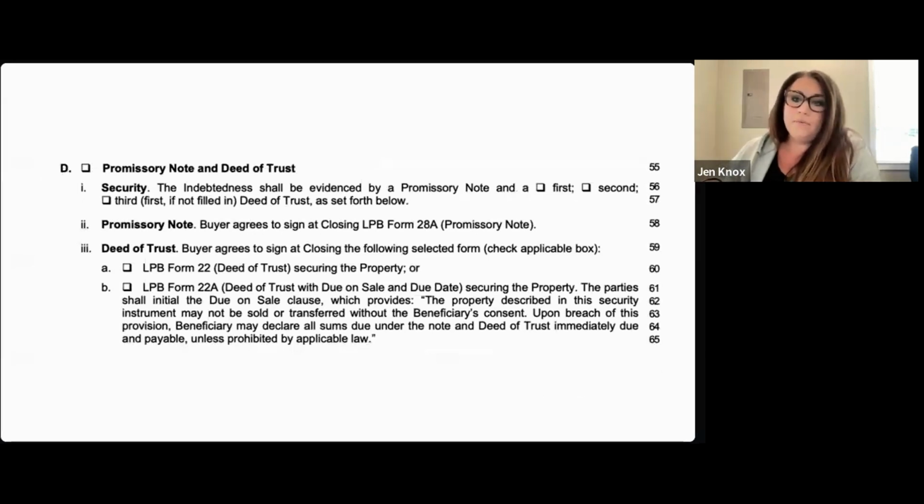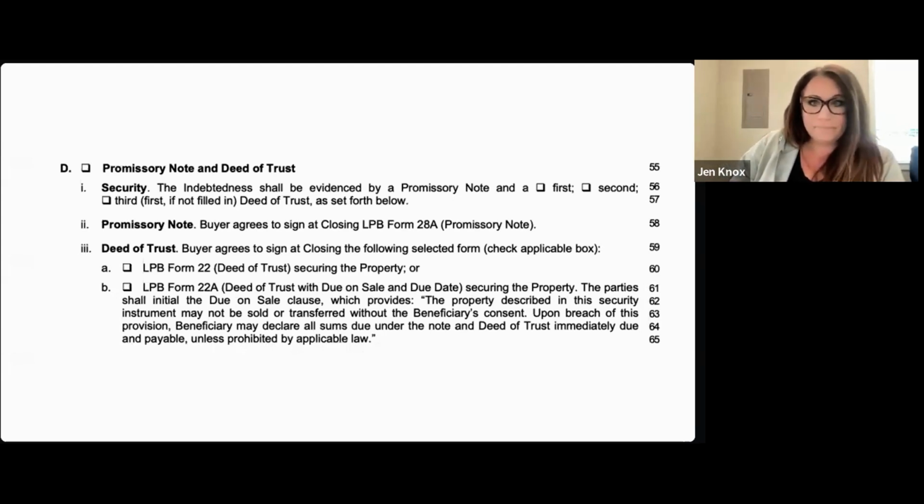Now, there are 2 different ways that title can be transferred once the sale closes with seller financing. One is what they call a promissory note and deed of trust, and the other one is called a real estate contract. Those are 2 completely different ways to transfer title with very, very different consequences. So this is probably the most confusing, but the most important thing to keep in mind, because one of them is a little bit more preferential to the buyer, and one of them is a little bit more preferential to the seller.